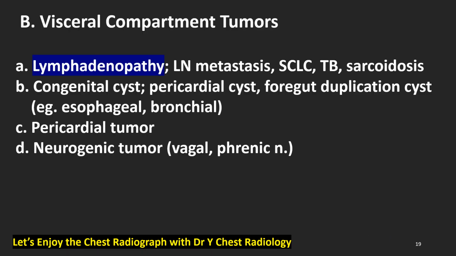Let's go to the second compartment. Visceral compartment tumors. The most famous lesions are lymphadenopathy, such as lymph node metastasis, small cell lung cancer manifesting as conglomerated lymphadenopathy, tuberculous lymphadenopathy, or sarcoidosis. And second, congenital cyst, such as pericardial cyst, foregut duplication cyst. And third, rare pericardial tumor. Fourth, more rare neurogenic tumors such as vagal or phrenic nerve origin.